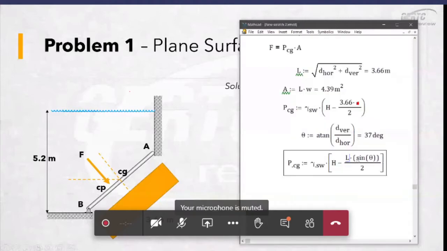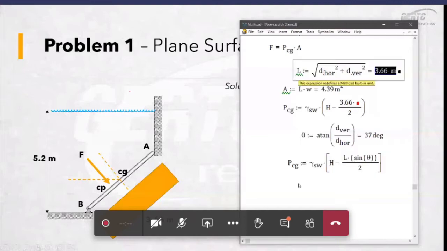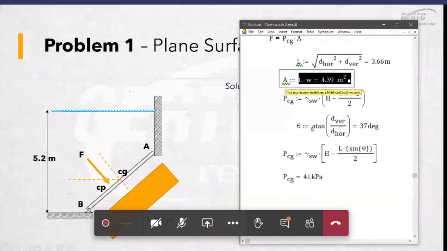Take note that the L there has a value of 3.66 meters. The pressure at the center of gravity is 41 kilopascals. So let's check: we have the pressure at the center of gravity and the area, so we can solve for the force.